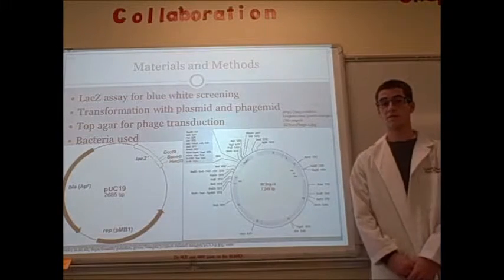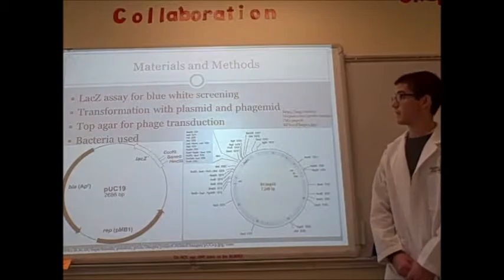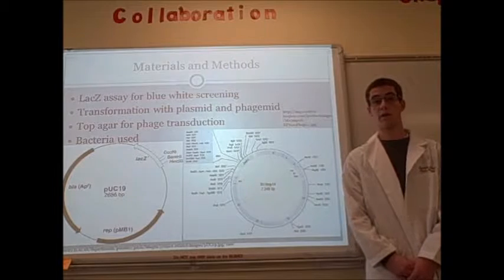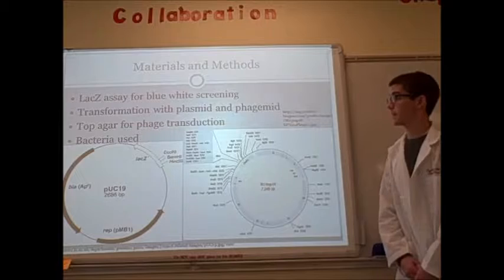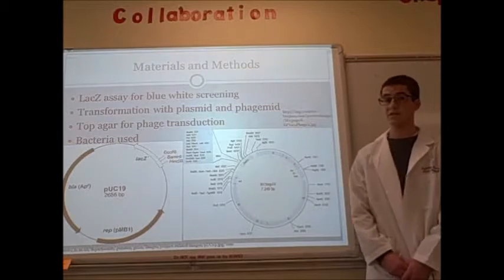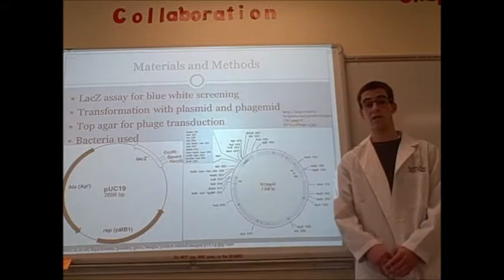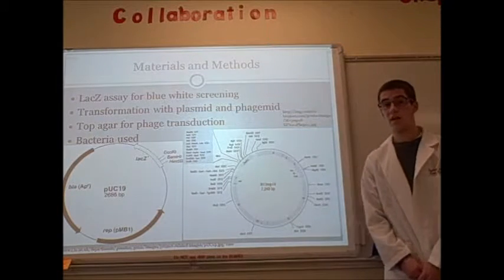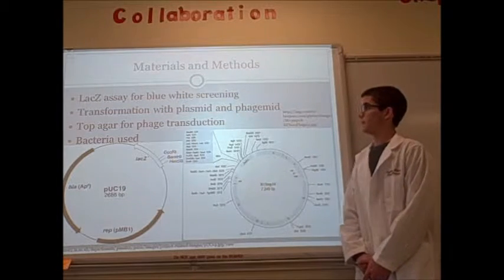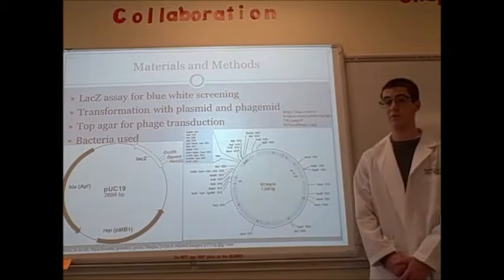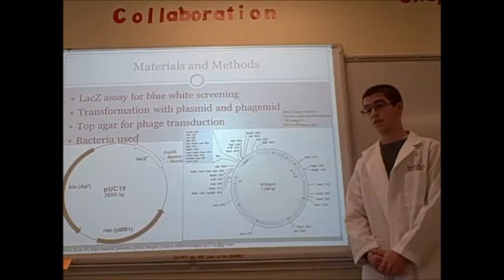The materials and method used in my experiment was the LacZ assay for blue-white screening. This assay was meant to allow for comparable results between the two different methods of transforming bacteria. By transforming the bacteria with the LacZ gene, they would produce blue colonies, which would indicate that the bacteria was transformed. For the bacteriophage, they would produce blue plaques. The transformation was carried out with both a plasmid and a phagemid, phagemid being the plasmid DNA that codes for the bacteriophage virus.